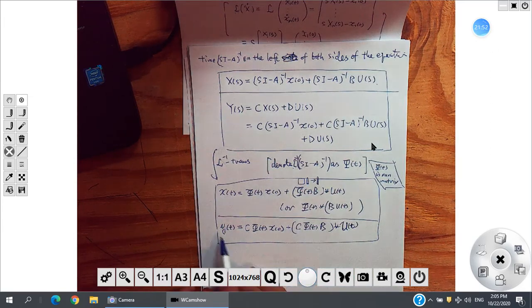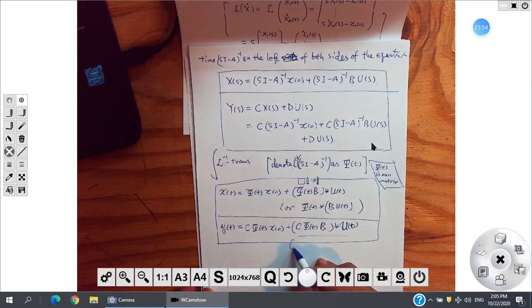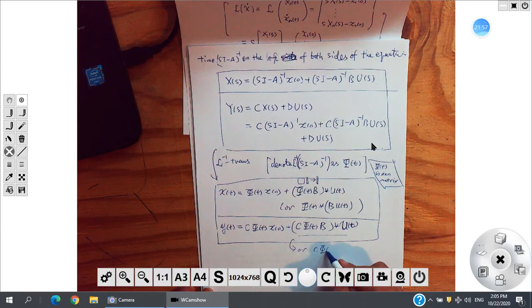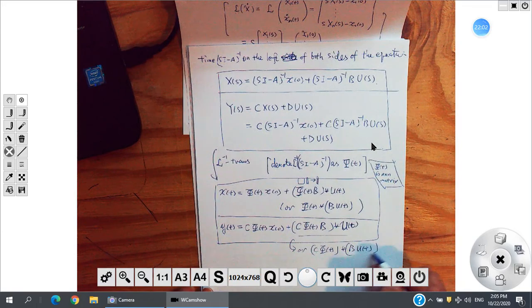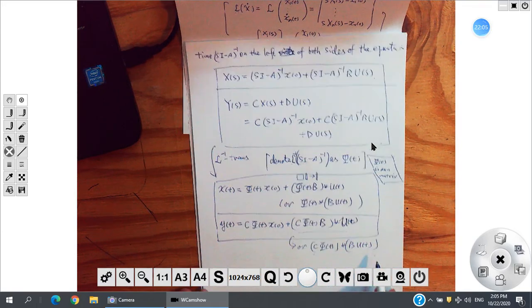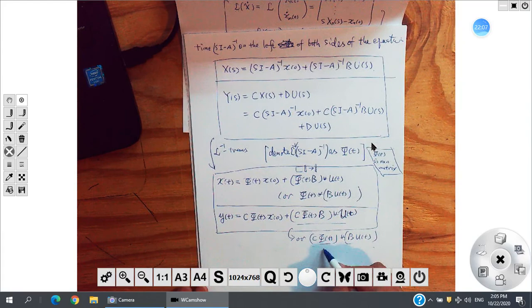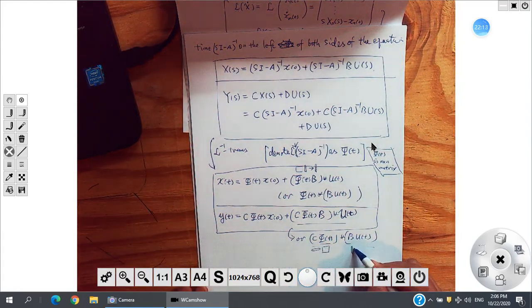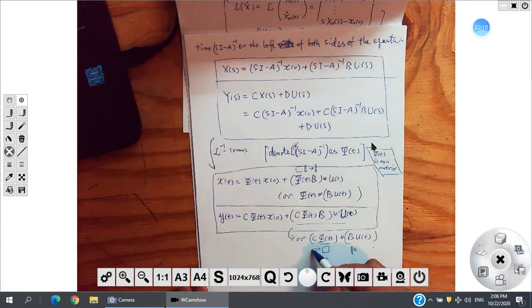Similar for y. This part you can also write as c times phi of t convolution with b times u of t. You can also consider this part as this one. But this is a square matrix, this is a row vector, and this is a column vector times a function. So this one gives a row vector times a square matrix, and the result is a row vector. And this times b together, this is a column vector. Then you need a convolution of this one with this one.